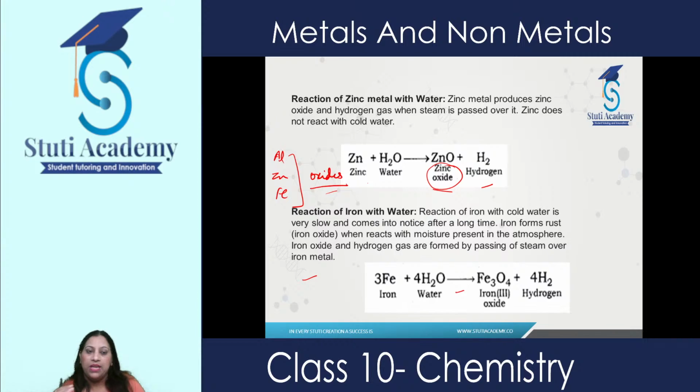So remember these exceptions. Otherwise, other metals react with water and result in the formation of hydroxide. But aluminium, zinc and iron will not react with cold water, so we need steam for the reaction. And when steam is passed over it, it results in the formation of oxides and hydrogen gas is liberated.